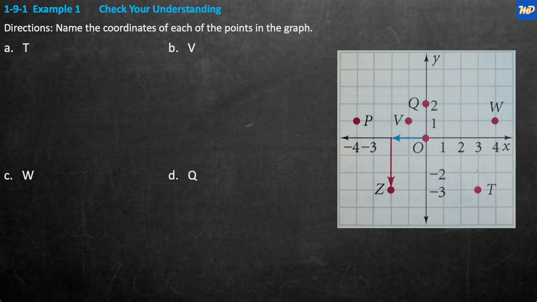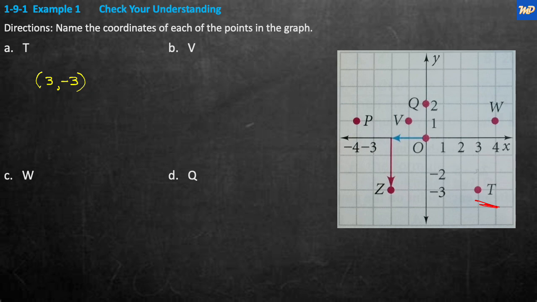So the first one here is T. Name the coordinates of point T? Well, here's T. I'm finding it. It's way over here. Here's T right over here. So T is from the origin, which is 0 here. 1, 2, 3 positive for X, and 1, 2, 3 negative for Y. So it's 3 positive, comma, 3 negative. X, Y, 3, -3.